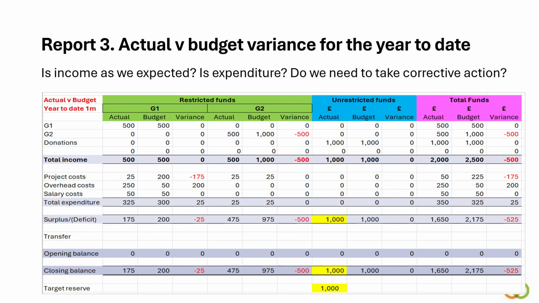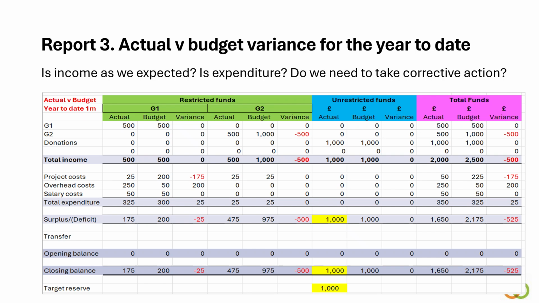This charity budgeted, second column in from the right, bright pink, budget total funds, to have total funds of 2,500. It spent £325. It's got 2,175 left. What has it received? Well, it's received just 2,000 in actual funds. It spent, in actual fact, £350. It's only got 1,650 left. That's interesting. Things have changed. Things are not like the budget.